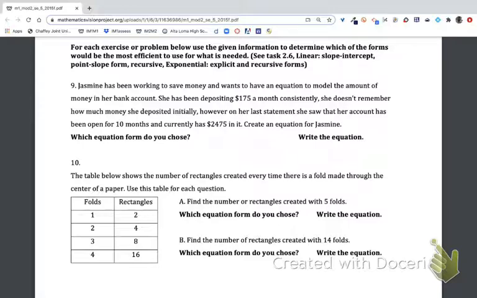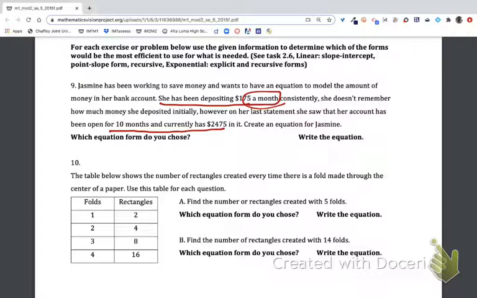So number 9 has a lot of words. The big thing to think about when depositing $175 a month consistently just means that every month she's depositing that $175. The account has been open for 10 months and has $2,475 in it. Create an equation for Jasmine. So we want to try to figure out what is happening, because we don't know how much she had initially.